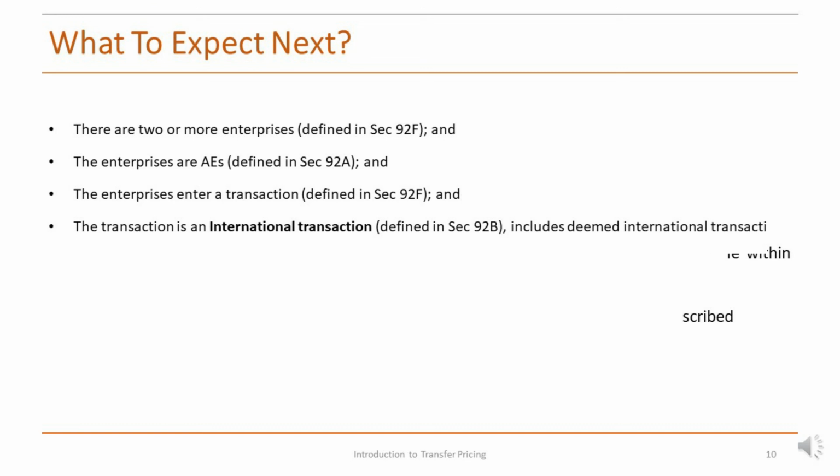That brings us to the end of the first module, where we saw the concept of transfer pricing and why the provisions are important and relevant. Like we discussed before, for the provisions to kick in, there has to be a minimum of two enterprises and they have to qualify as associated enterprises. In the next module, we will see what an enterprise is and when they become associated enterprises.